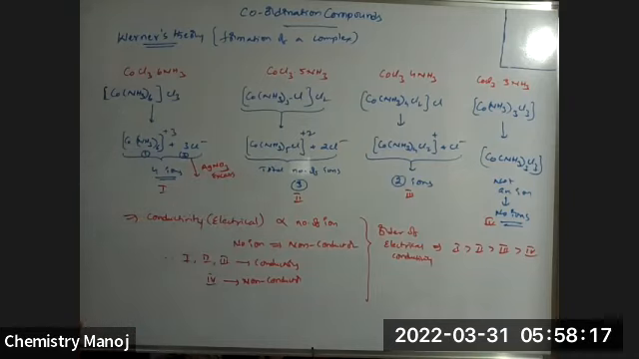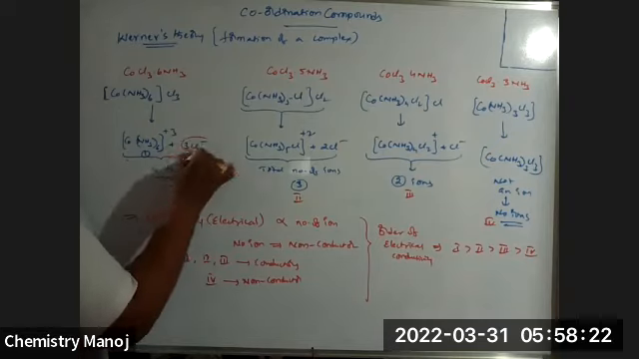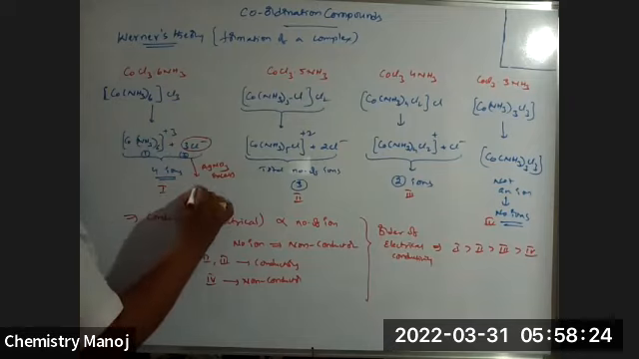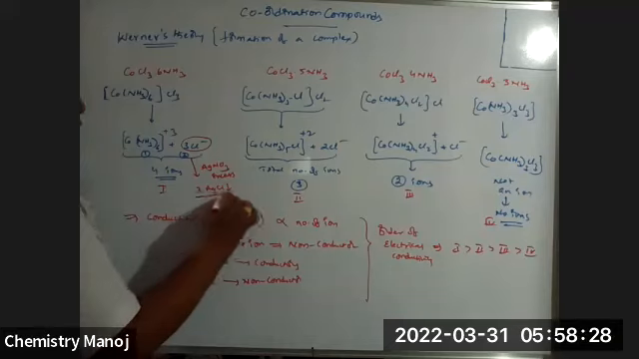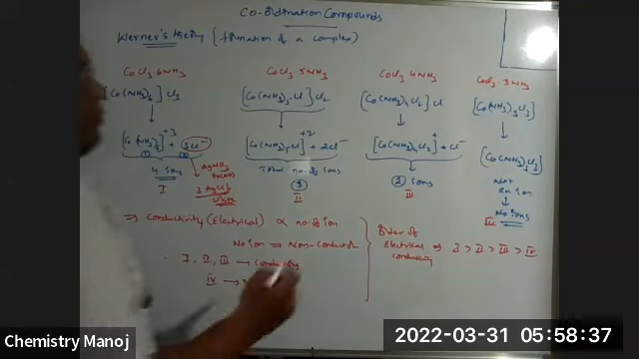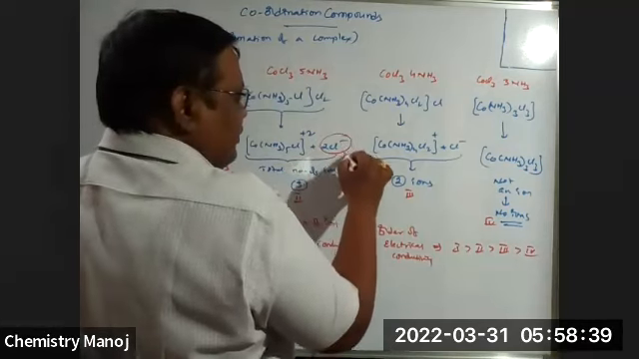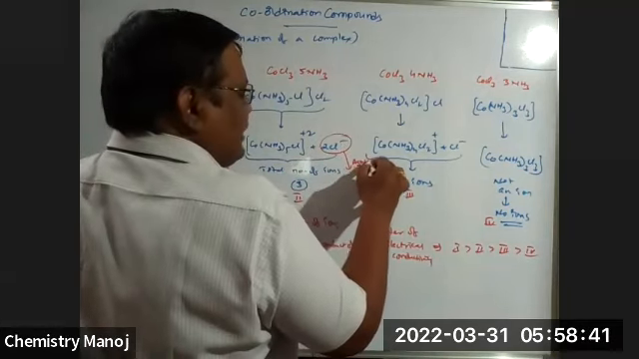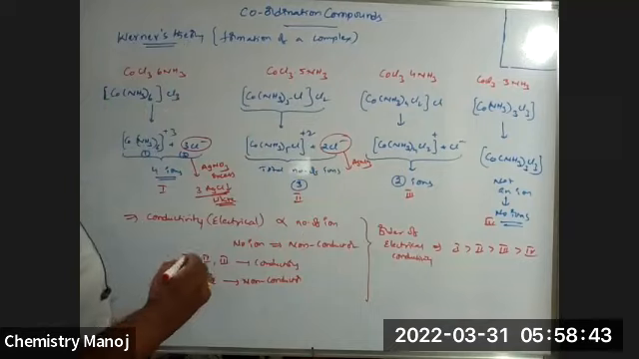How many moles of Cl outside? 3. Therefore, 3 moles of AgCl precipitate. AgCl is white in color, my dear. How many moles of white precipitate is formed? 3 moles. So here, 2 moles of Cl are there. To this, excess AgNO3 is added. How many moles of AgCl white precipitate is formed? 2 moles of AgCl white precipitate is formed. Correct.